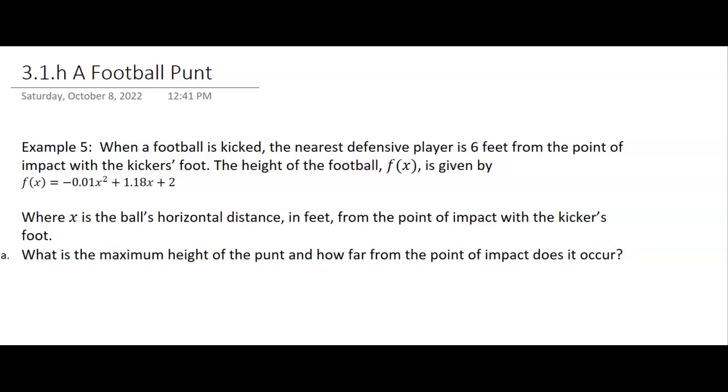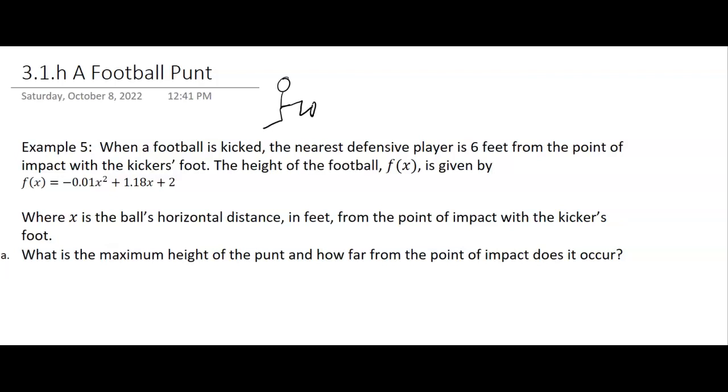Okay, so this is a problem about a football punt. It says when a football is kicked, the nearest defensive player is 6 feet from the point of impact with the kicker's foot. Okay, so I'm going to try to draw a little guy here kicking the football.